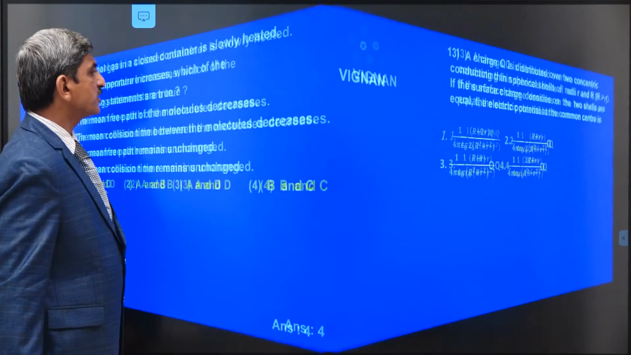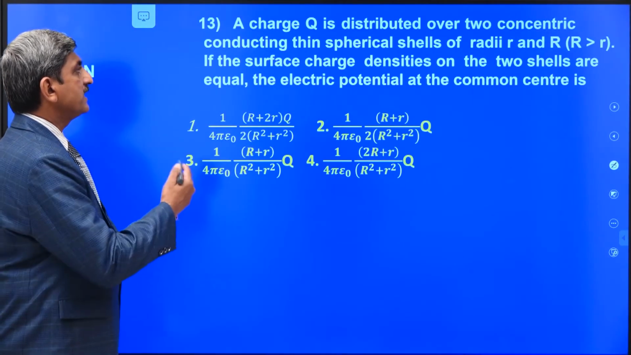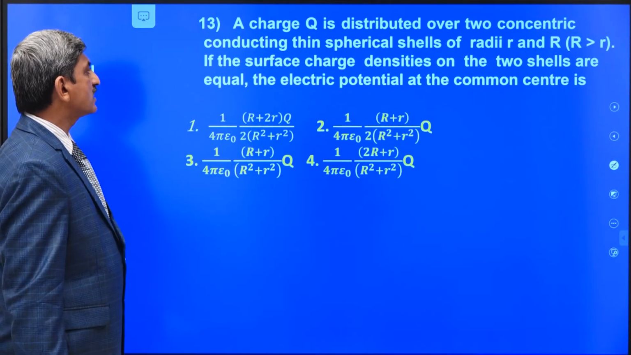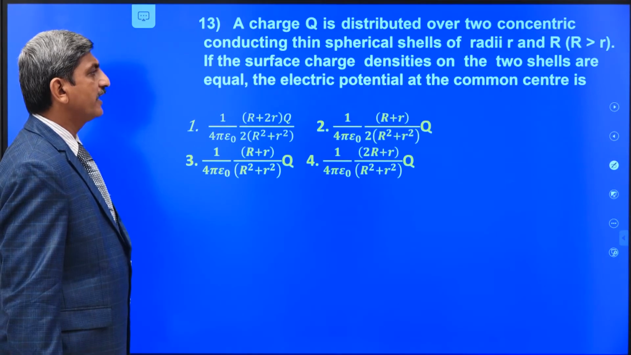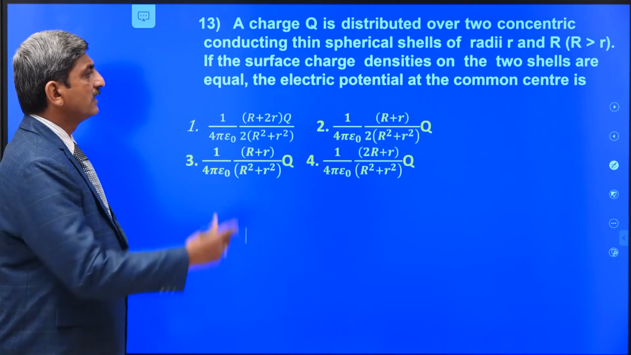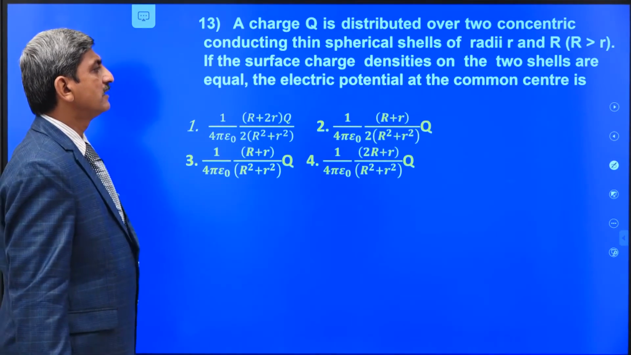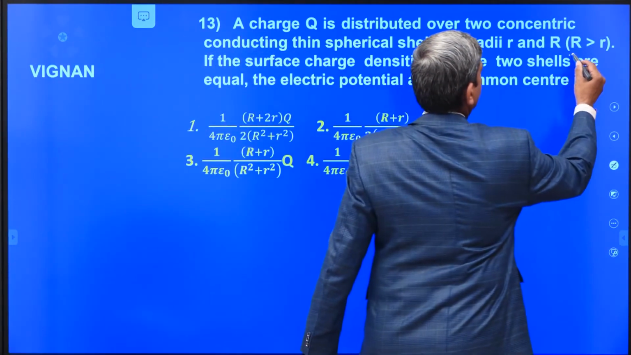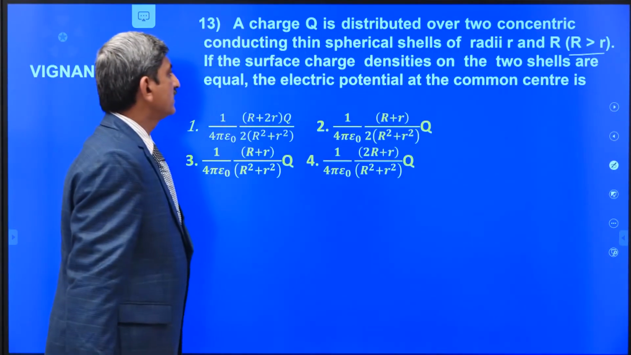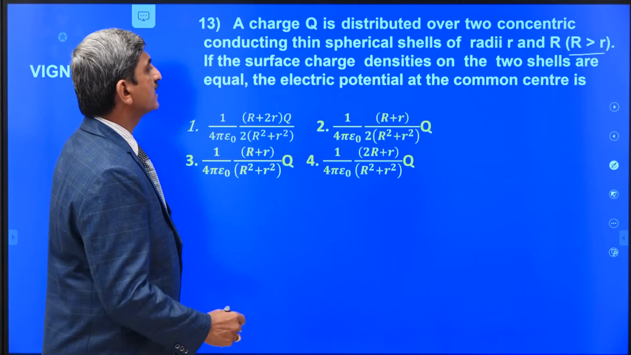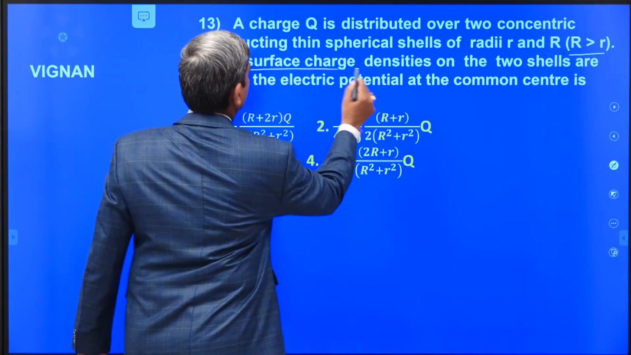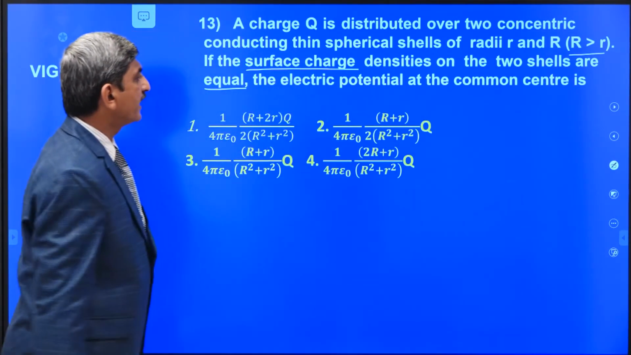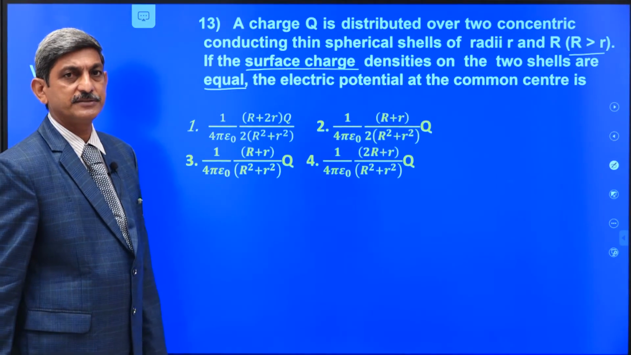Now come to the next problem. A charge Q is distributed over two concentric conducting thin spherical shells of radii small r and capital R. Here capital R is very much greater than small r. If the surface charge densities on the two spheres are equal, the electric potential at the common center is dash.